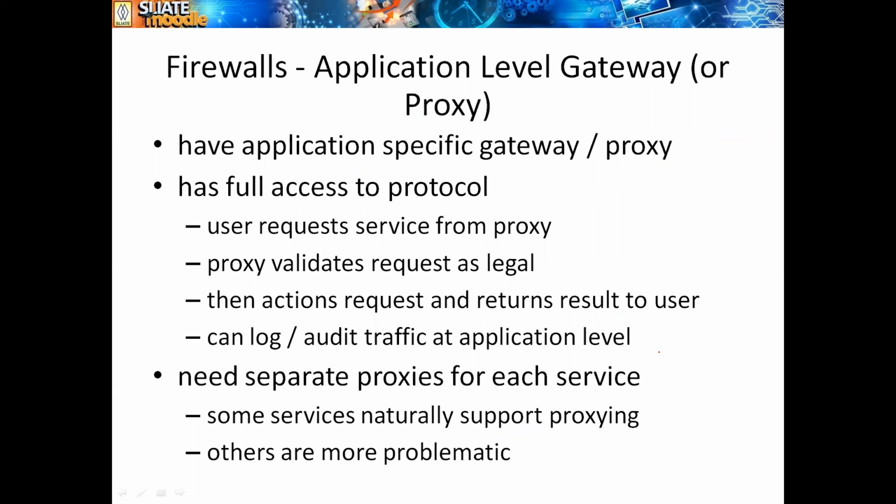Firewall, application level gateway firewall. Application level gateway means application layer. This is the last layer in the OSI reference model, the seventh layer, the application layer, right? It understands HTTP, DNS, domain names, telnet, all the protocols at the application layer.